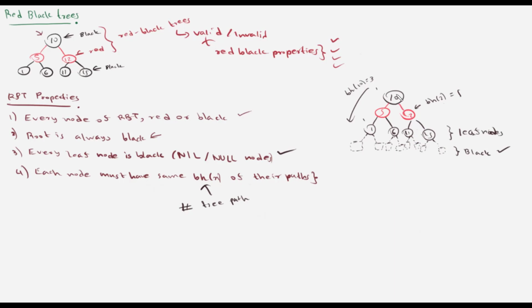So let's say your left subtree has a black height of 1 and your right subtree has a black height of 2, then it is not a valid red black tree, because the black heights are different. So you must not have different black heights. If your tree has different black heights, you must do some fixing in order to fix that imbalance in the red black tree. So those are the red black tree properties.